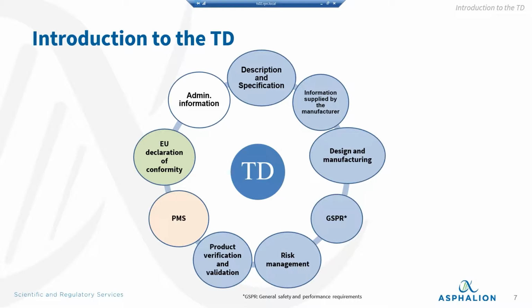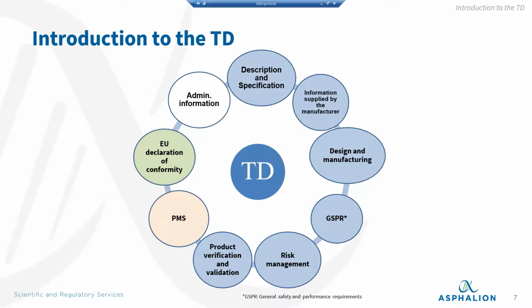The design and manufacturing of the device, which explains how the device was designed, which protocols were followed to design this device, and obviously how the device is manufactured. This section changes quite a lot depending on the device you're trying to develop, so we're not going to enter in detail in this section. Then we've got the general safety and performance requirements, which is applicable to all the devices. All devices have to identify which requirements they have to comply with, and then demonstrate compliance with said requirements. And we've got the risk management, which is also applicable to all kinds of devices.